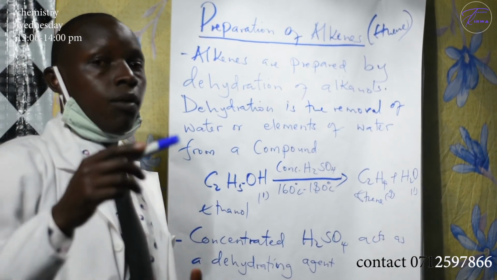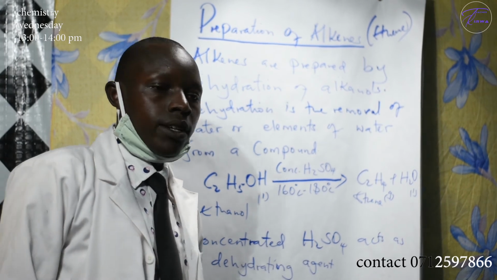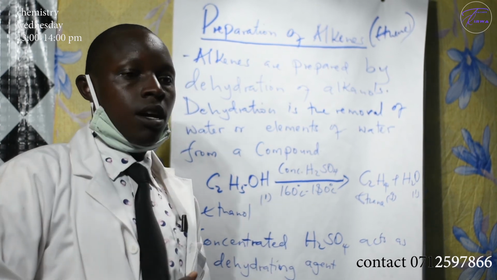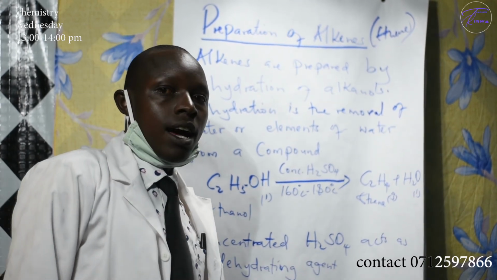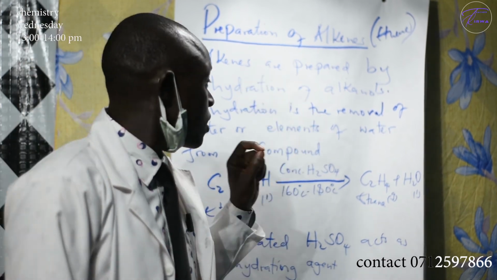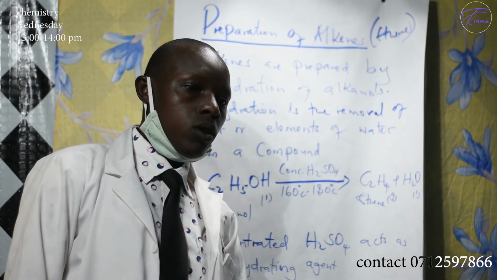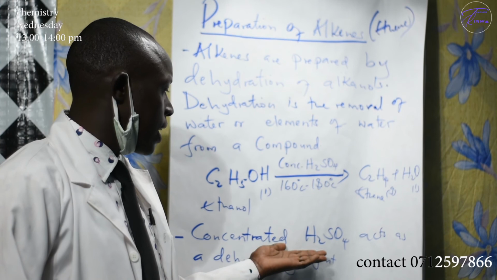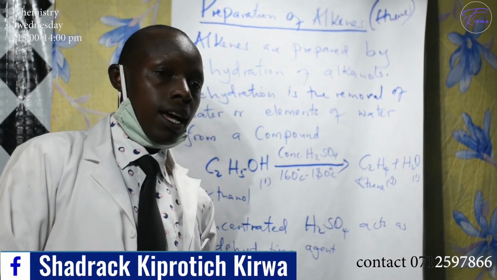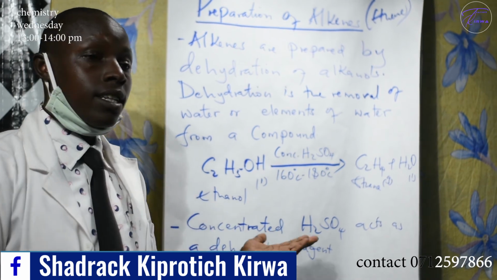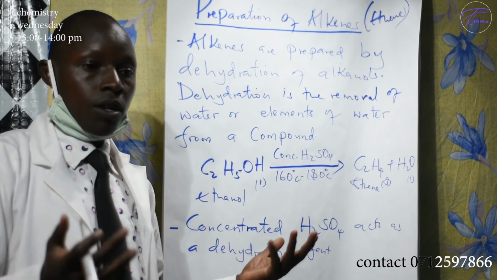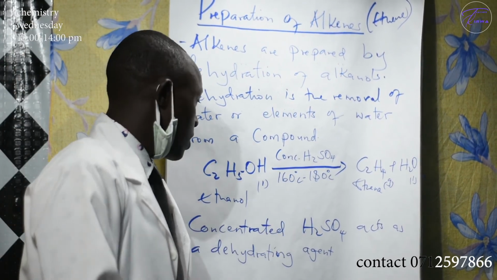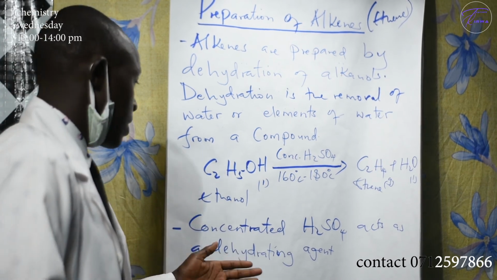Under sulfur and its compounds, we learn concentrated sulfuric acid. When we learn about that, we say concentrated sulfuric acid acts as a dehydrating agent. That is, it removes water or elements of water from substances. When we are looking at the dehydrating properties of sulfuric acid under sulfur and its compounds, it also dehydrates sugar, okay, to remain with carbon. So it removes elements of water from sugar or glucose. So concentrated sulfuric acid acts as a dehydrating agent.